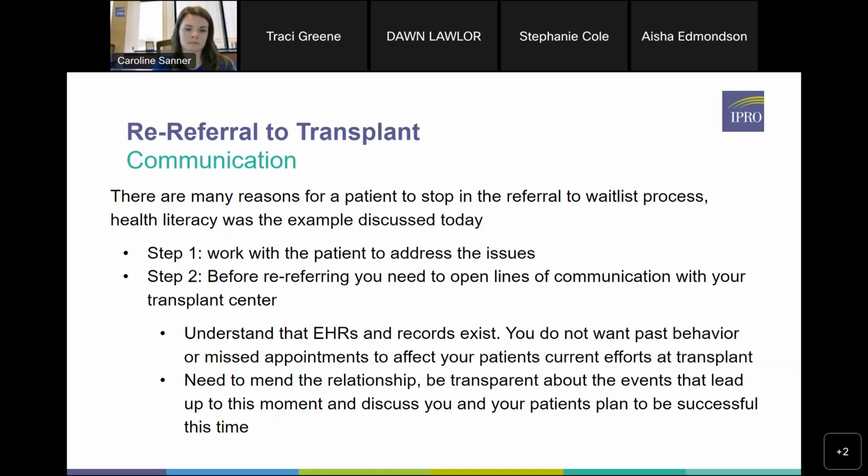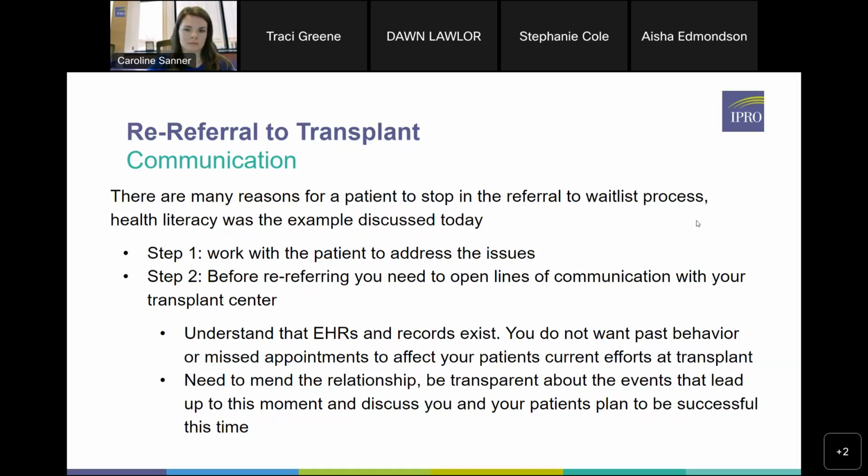Part of our role really is, and should be, being an advocate for the patient. And if they're having difficulty doing this, it's good to step in and just say, listen, I can get in touch with the coordinator, let her know you're having some challenges, and then we'll stay in communication. And when you're ready, we can re-refer you to the transplant center when it's a better time.